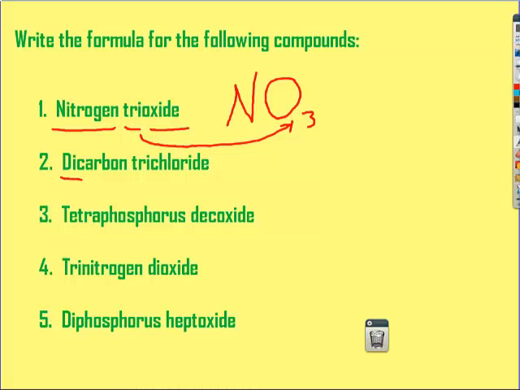Here I have dicarbon, so that's C2. Then I have trichloride. Chloride is chlorine, so that's Cl. And I have tri, so that's 3 of them. Okay, pause the video and try the next 3.